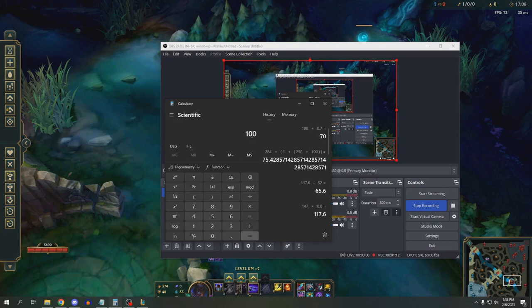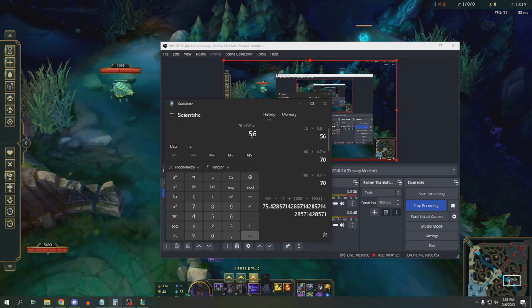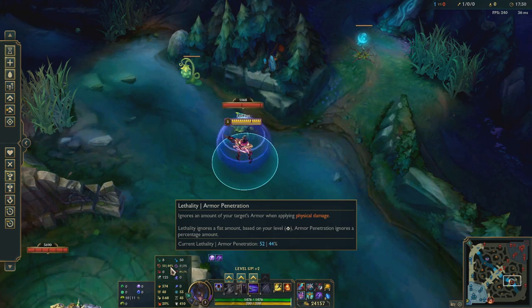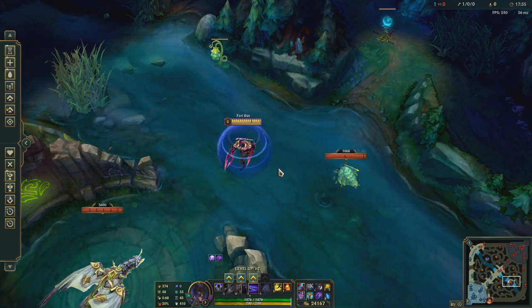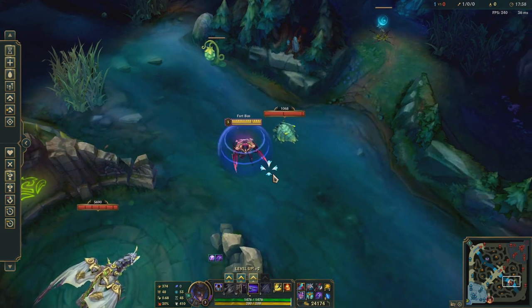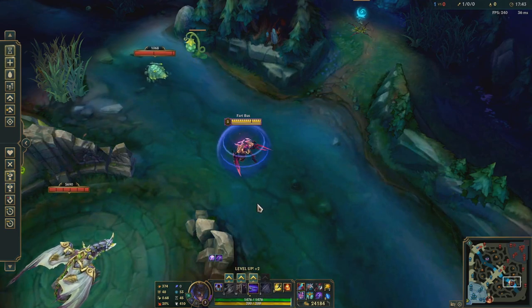So I have 100, and I'm going to multiply that by 0.7 because that's my 30% pen. And then only after that will I apply the 20% pen, which will be 0.8. So you get 56, right? 56 is the armor remaining after 44%, after these have been applied separately. So that's how you find the armor penetration, how it stacks with whatever your Eclipse is at, or whatever other percentage armor reduction is on a target.